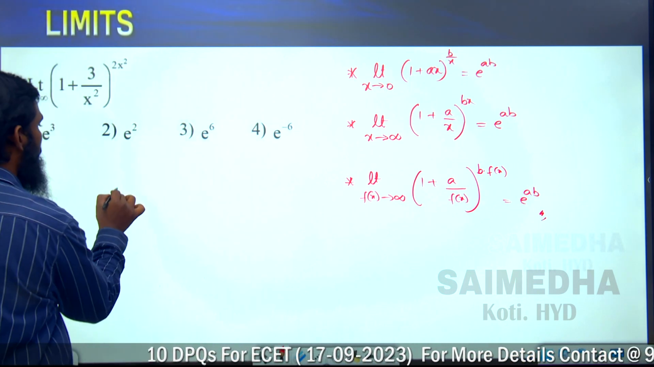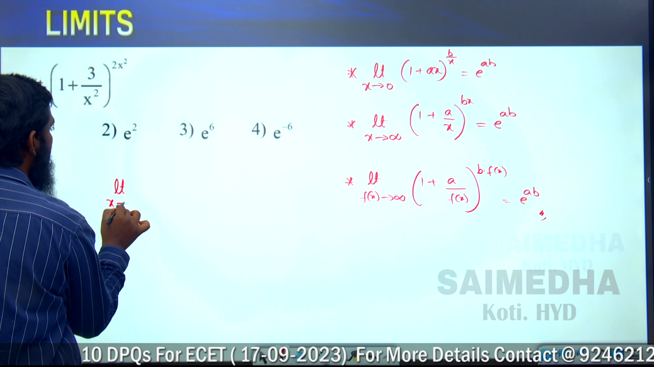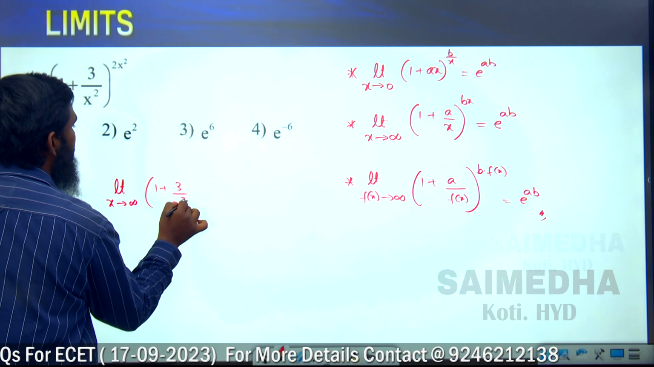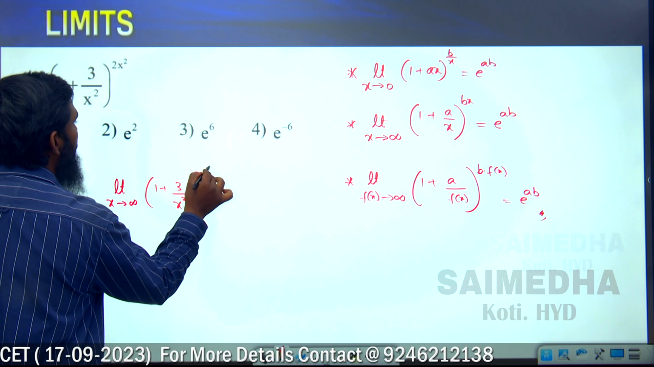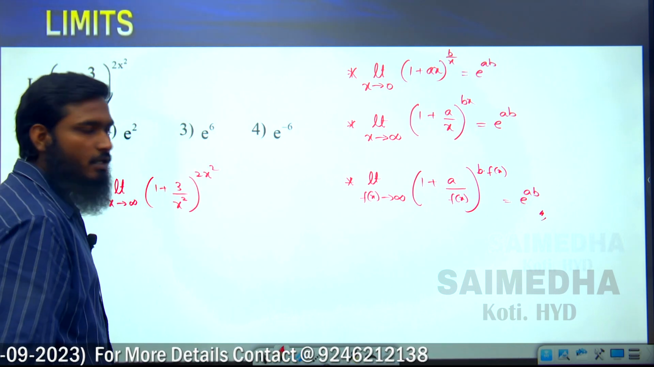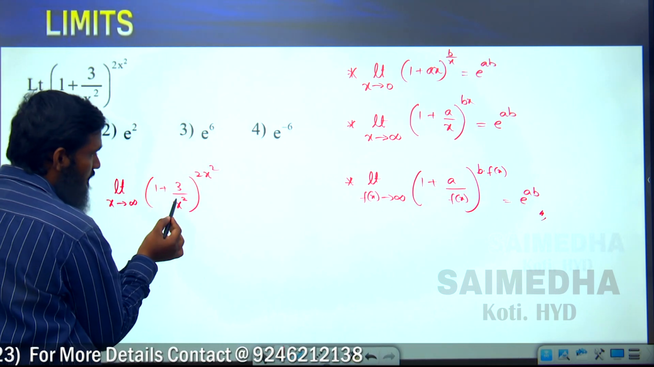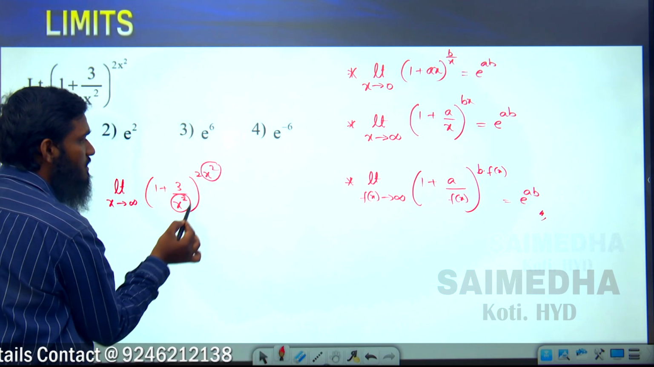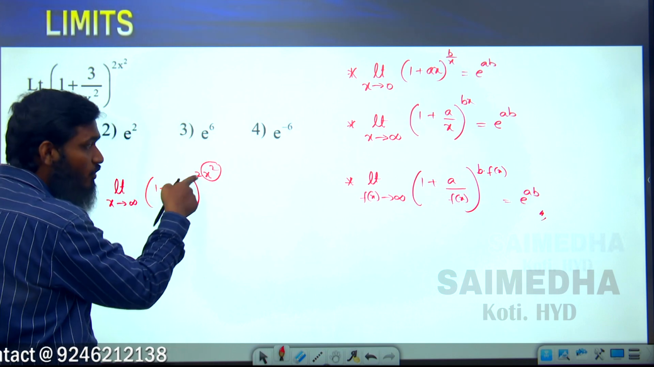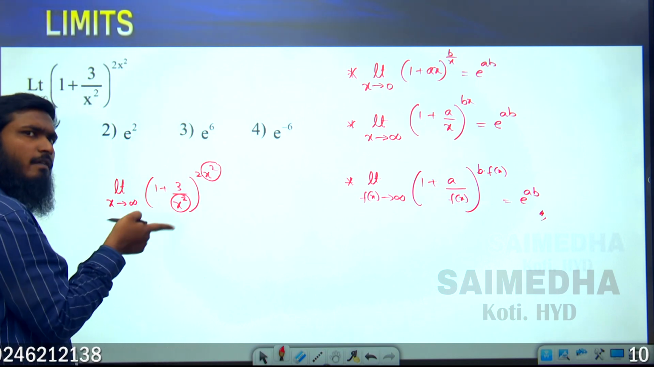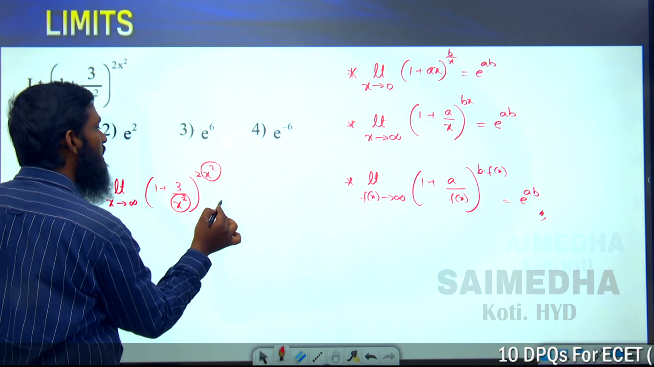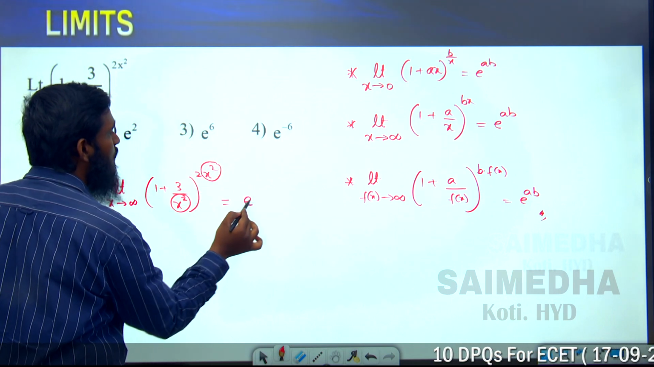Okay, now let us see our question. Limit x tends to infinity, (1 plus 3 by x square) whole power 2x square. Now listen here carefully what we are having. Both functions are the same. What I have told you, this part should compulsorily be the same. Over here we can assume that part. So this part is same, which means we are having the same formula, e power ab.